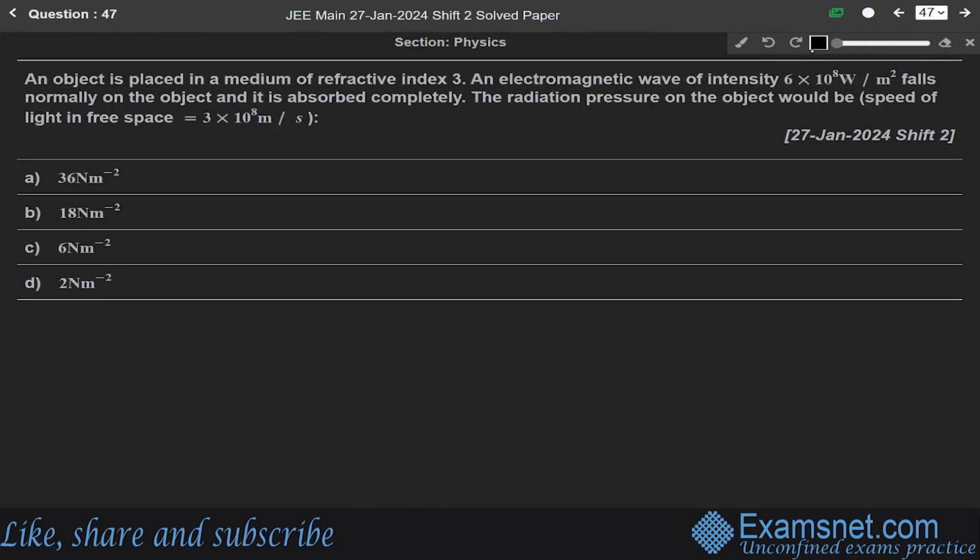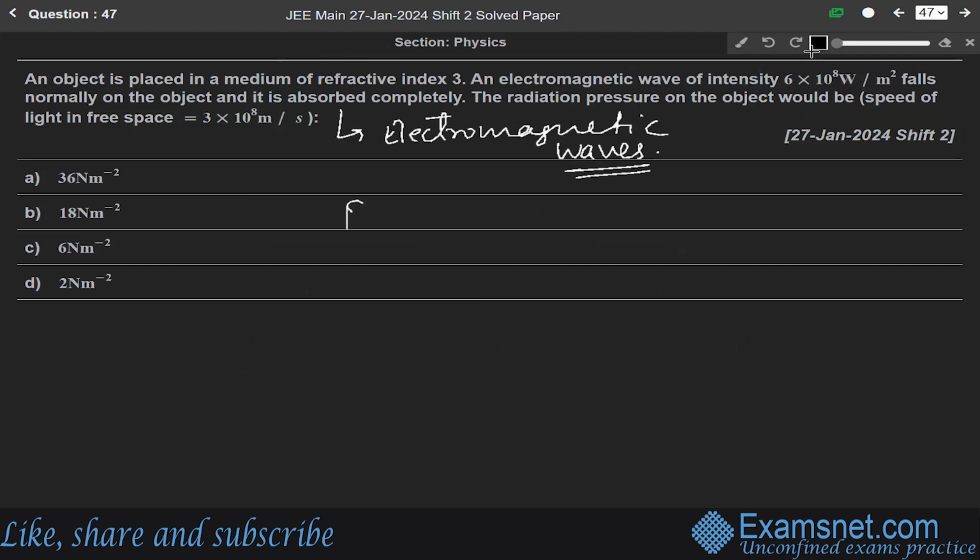Okay, now next question, question number 47. This question says that an object is placed in a medium of refractive index 3. An electromagnetic wave of intensity 6 into 10 to the power 8 watt per meter square falls normally on the object and it is absorbed completely. The radiation pressure on the object would be, we have to find the radiation pressure. So this is from the chapter of electromagnetic waves. So students, according to this question, we have to find the radiation pressure.